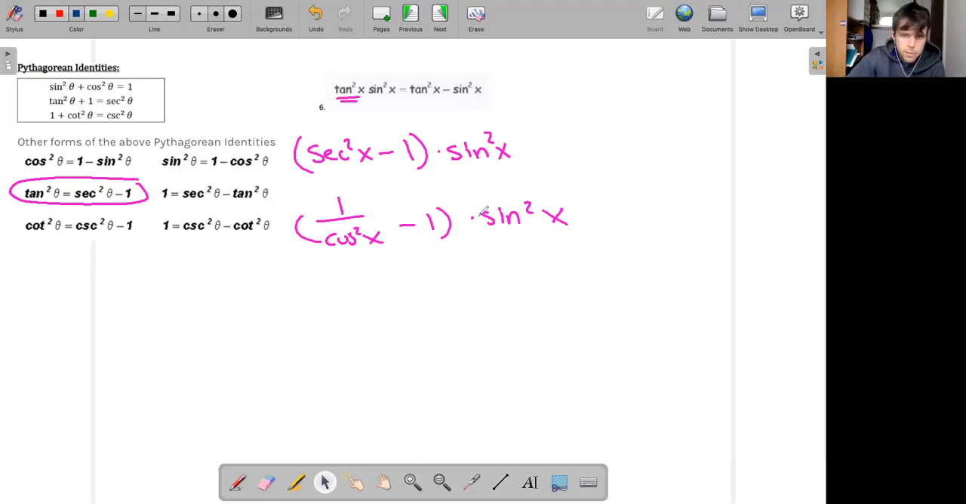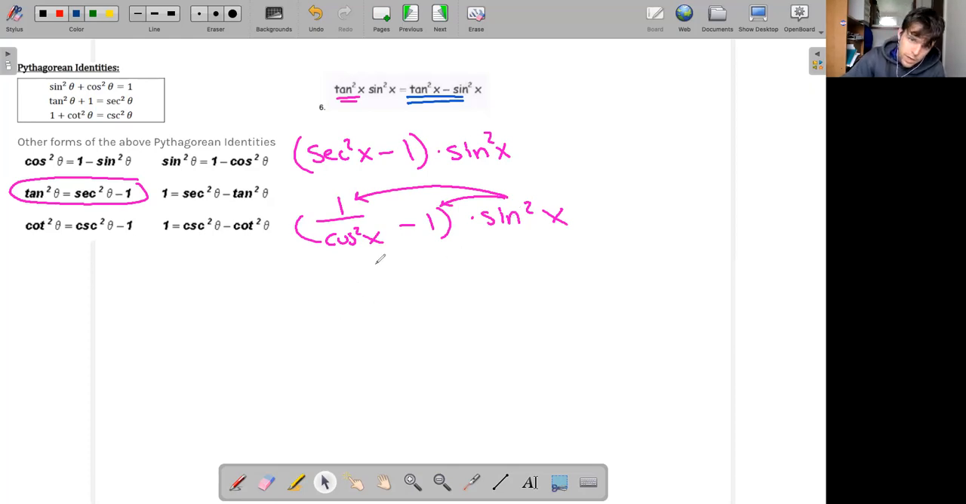Okay, kind of see maybe where this is going. I'm going to distribute this in now and see what that looks like. We do want to keep in mind what we're going for. We're looking for two trig functions subtracted here, so we want to put this together a little bit.